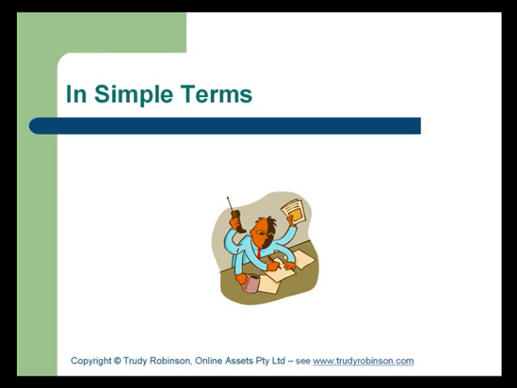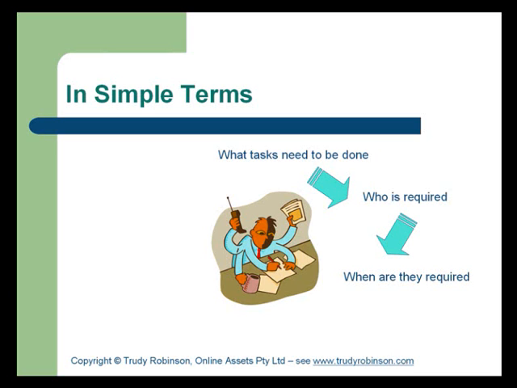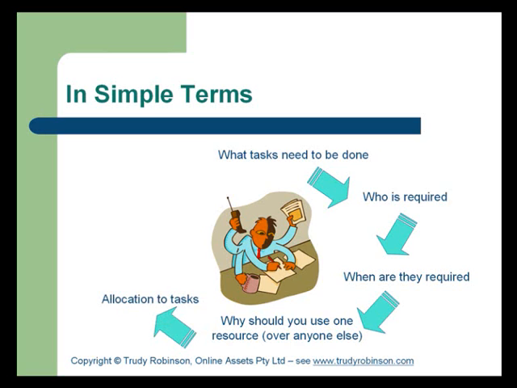In simple terms, we are looking at what tasks need to be done, who's required to undertake those tasks, when they are required and when they are required to be available, why you should use one resource, individual or company over anyone else, the allocation of the approved resources to the tasks, the records management and the day-to-day management. And of course the allocation of tasks, the identification of resources, etc. is usually an ongoing requirement throughout the course of the project.